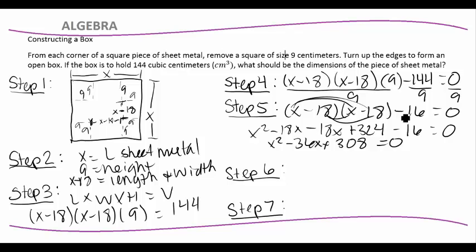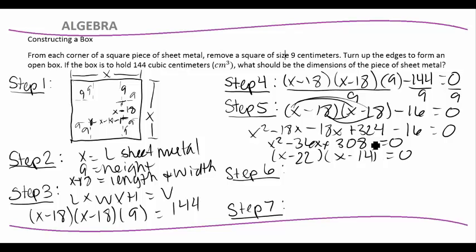And now we're going to factor this. We need something that multiplies to be 308 and adds to be negative 36. So we're going to have X minus and X minus, and that's going to equal 0. 22 and 14 multiply to be 308 and then add to be 36. So those are our factors.